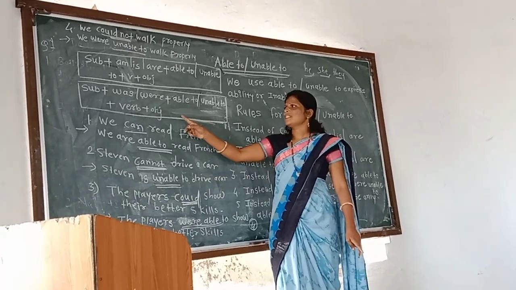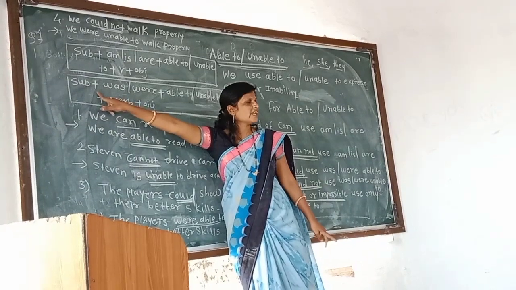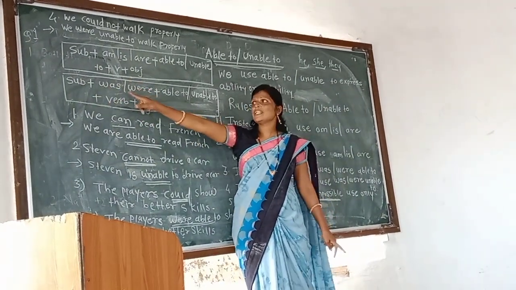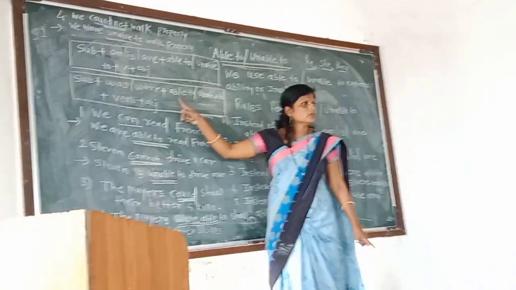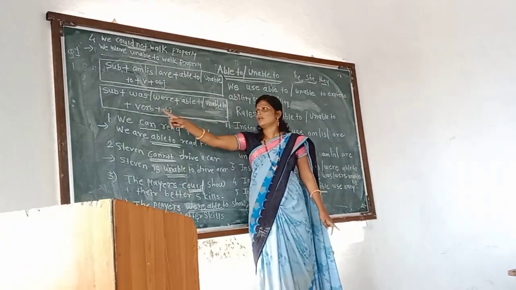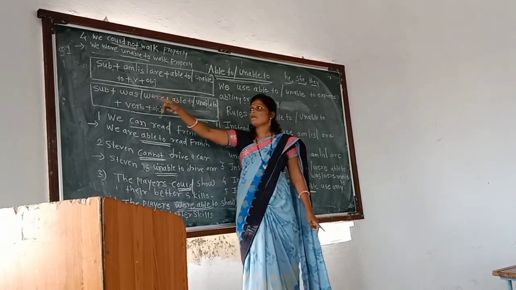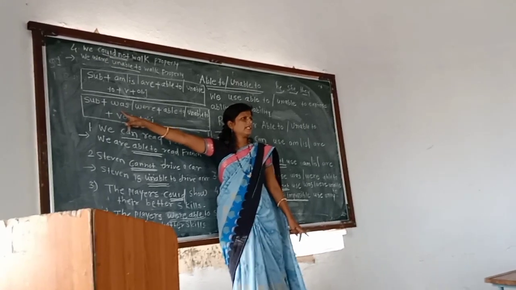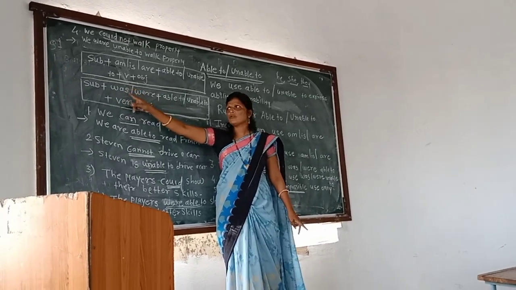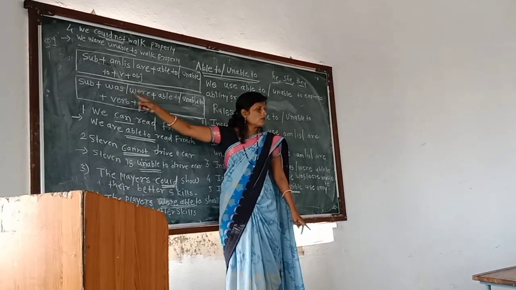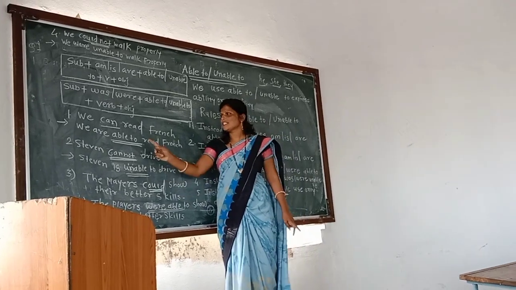And now let us see the second pattern. In the second pattern, what should you take first? Subject, then the past form was, were, and then able to or unable to plus verb plus object. So suppose could is there, we use was, were. If could not is there, we use was, were plus unable to. Understood? Okay. Now let us see the examples.